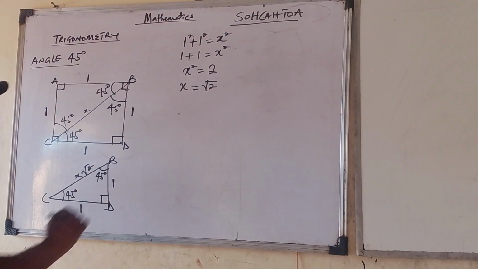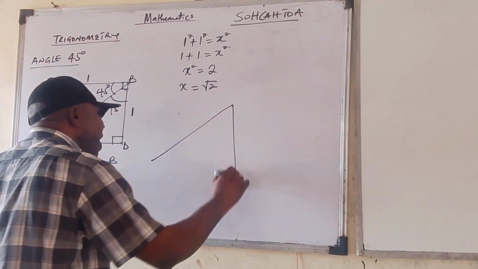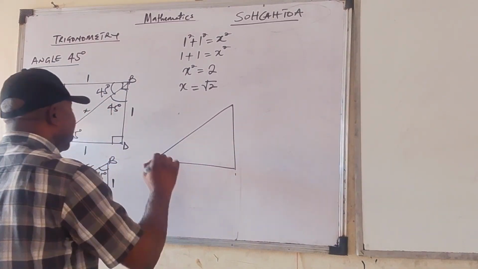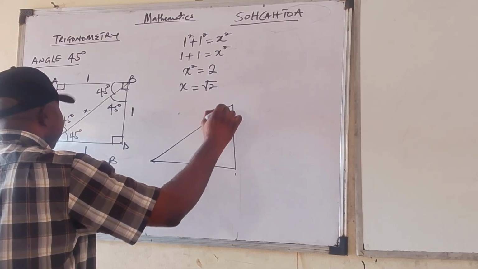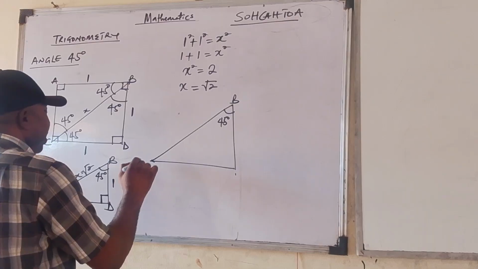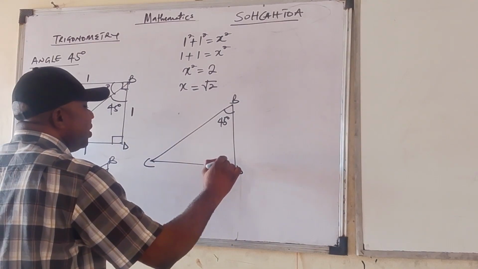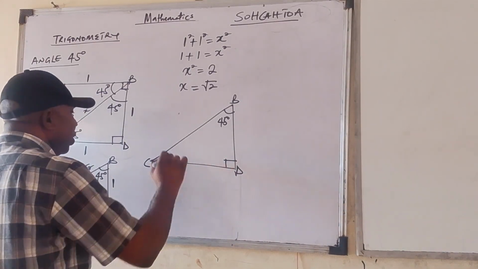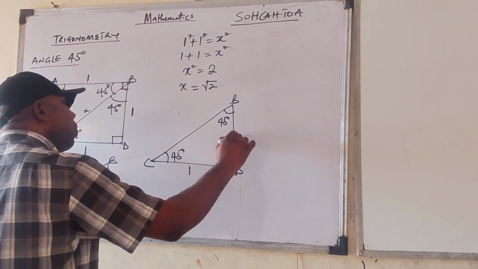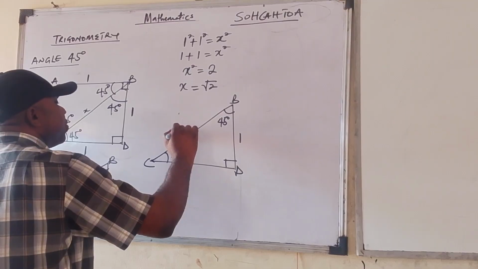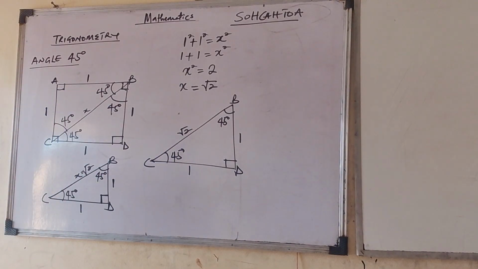So now this is what we have. This is the right angle triangle. Here this is 45 degrees, here we have B, this is our C, here we have D, and this is the right angle. Here too we have 45 degrees. We have 1, 1, and X is root 2.